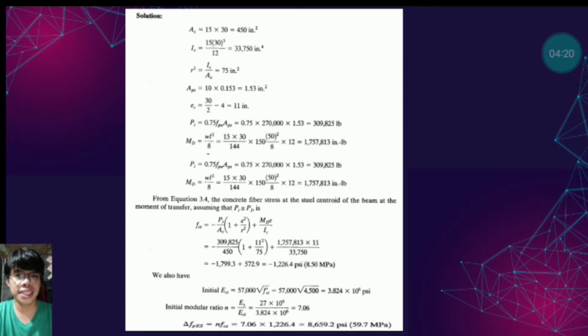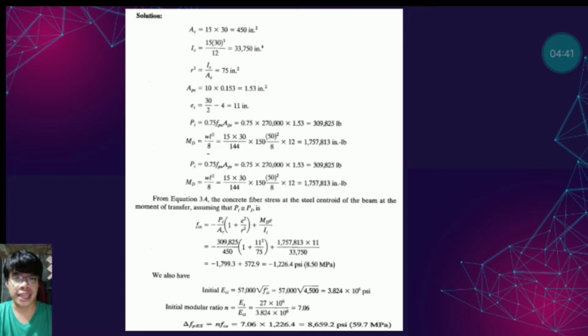For the eccentricity of the tendon, we divide the height of the concrete by 2, then subtract the height of the tendon from the bottom fiber. So that's 30 divided by 2, then the result will be subtracted by 4 inches, giving the eccentricity at 11 inches.